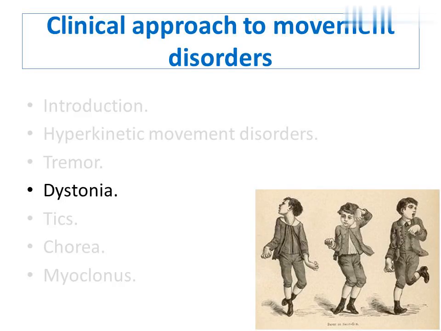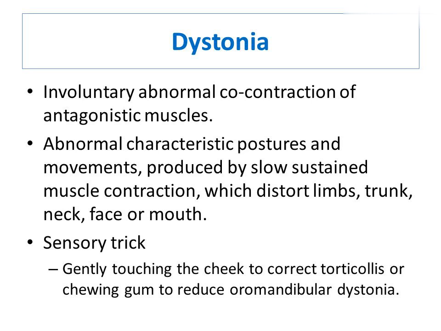Clinical approach to movement disorders. Introduction. Hyperkinetic movement disorders: tremor, dystonia, tics, chorea, myoclonus. Dystonia: involuntary abnormal co-contraction of antagonistic muscles. Abnormal characteristic postures and movements, produced by slow sustained muscle contraction, which distort limbs, trunk, neck, face or mouth.